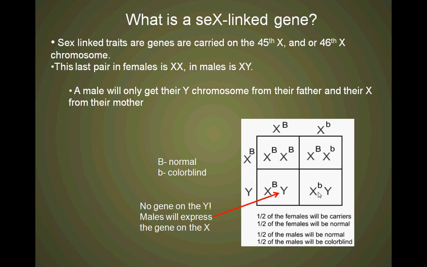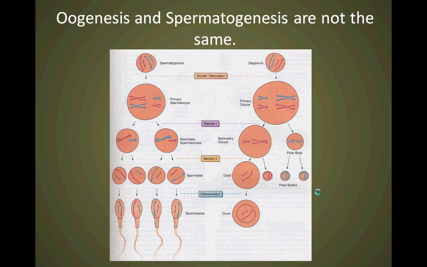So oogenesis and spermatogenesis are not the same. Oogenesis is the production of eggs, spermatogenesis the production of sperm. And they differ in 2 main ways. First, when they occur in the individual's life, and second, how many usable cells are a result. So spermatogenesis begins in a male's life starting at puberty and ending at death, whereas oogenesis begins much earlier. A female is born with all of the eggs that she'll ever have, having been produced in the first month of her fertilization. So while she is still in the womb.